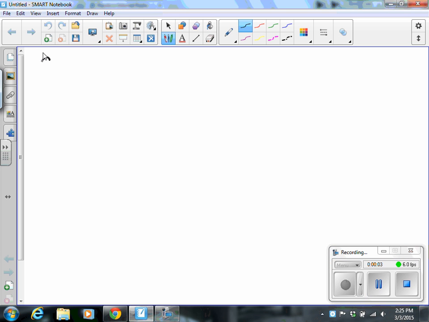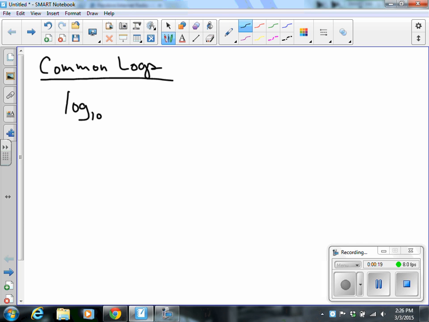All right, this lesson is going to be about common logarithms. So remember when I was talking to you guys about that there's a log function or a log button on your graphing calculator? This is when we're going to be using it. Okay, a common log is a log of base 10.